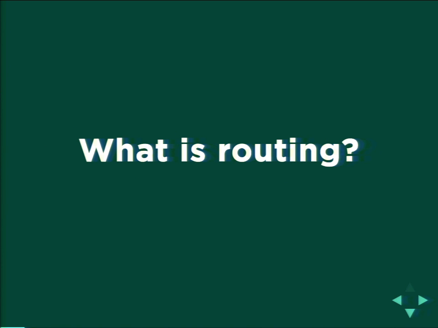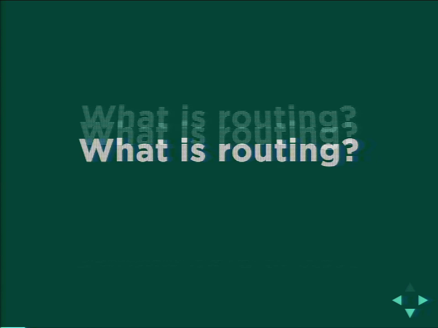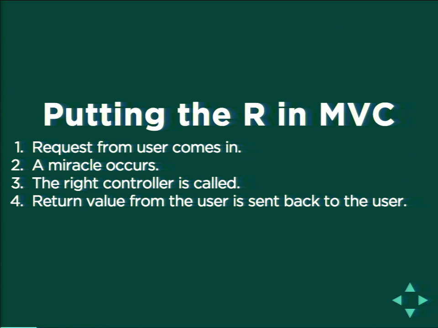So, definitions. What is routing? Generally, when dealing with MVC for web frameworks, a thing that's not really very well defined is how do we actually get to our controllers, models, views? And that answer is the hidden R in MVC, I guess. So whenever an HTTP request comes in, then a miracle occurs, and somehow the request is transferred to the right controller, and everything happens the way we want it to.